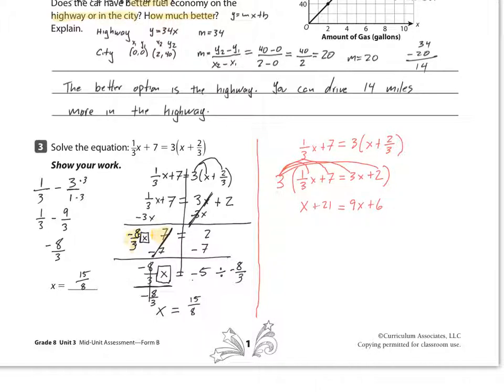Now, what we're going to do is draw our vertical line like we always do. I need to get rid of this number, the 9x. So I'm going to do the inverse of 9x, which is negative 9x. I'm going to do it from both sides. This side cancels, and now you have negative 8x plus 21 equals 6.